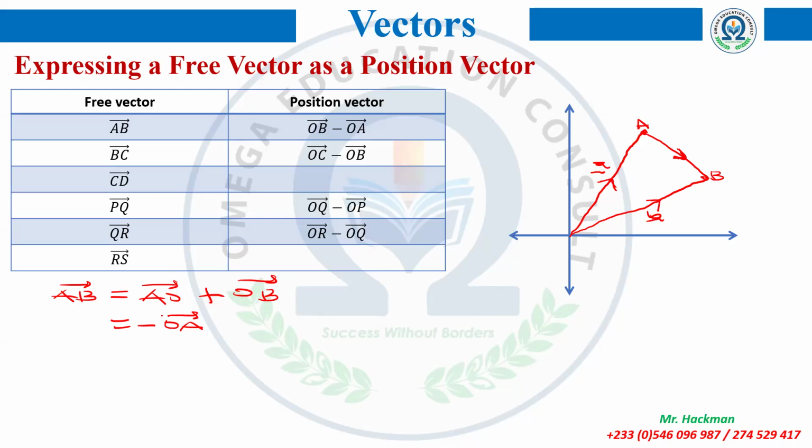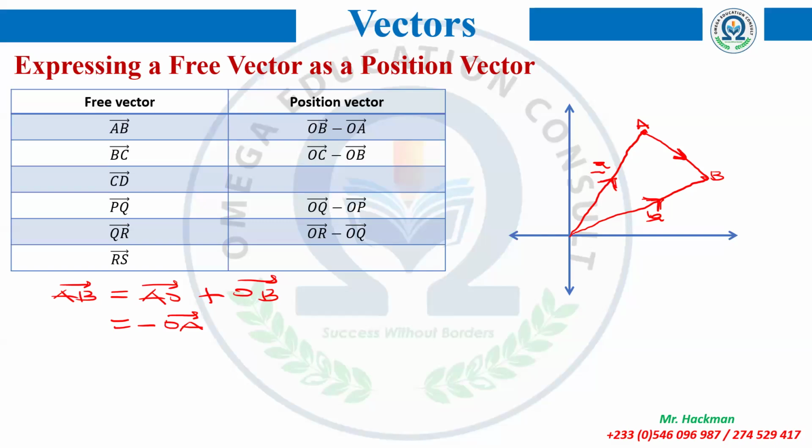So that's what I've stated here. I'll move from this to this, then plus this to this. But you move from A to O, and A to O is opposing the direction. Remember, I've given the lines directions. That's why we are dealing with vectors. So A to O is opposing the direction OA, so it becomes minus OA. Then O to B, is it in the same direction or is it opposing the original direction?